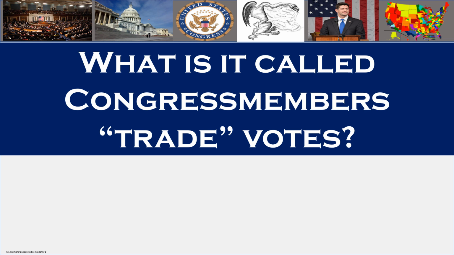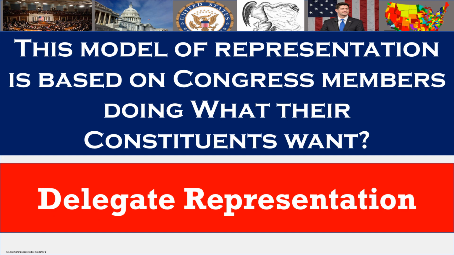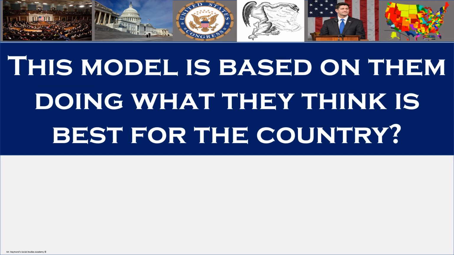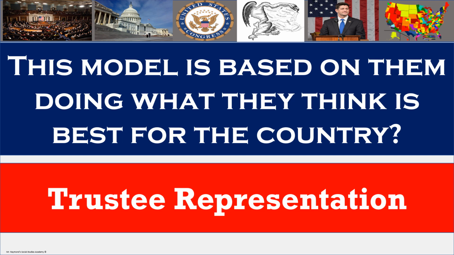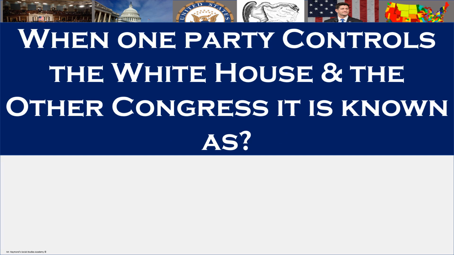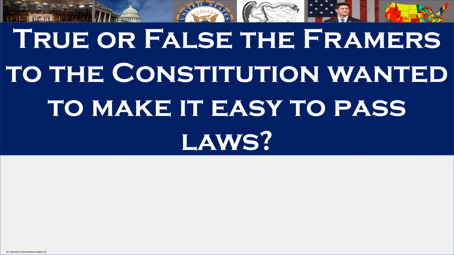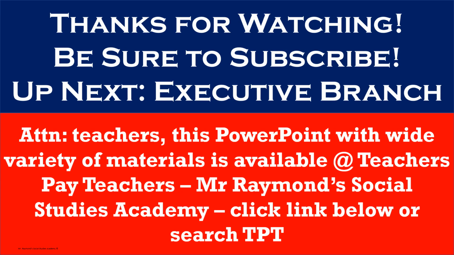What is it called when Congress members trade their votes? Logrolling. This model of representation is based on Congress members doing whatever their constituents want. Delegate representation. This model is based on them doing what they think is best for the country or for their district or voting by their opinions. Trustee representation. True or false, midterm elections have been good for the president's party? False. When one party controls the White House and the other Congress, it is known as a divided government. Divided government has led to a slowdown in the approval of presidential appointments. True or false, the framers of the Constitution wanted to make it easy to pass the laws? False.